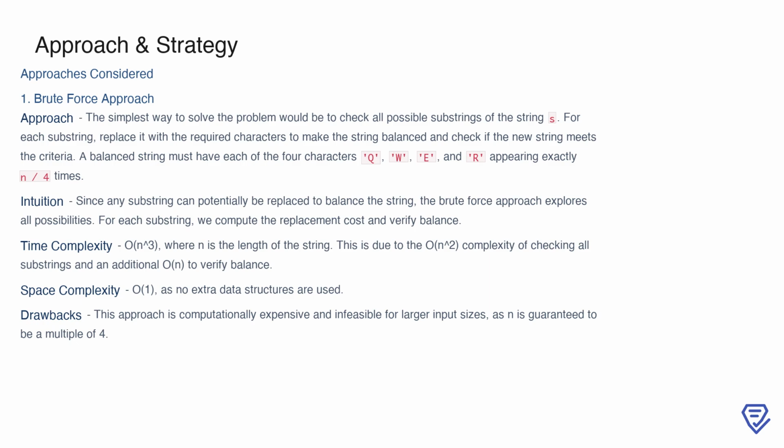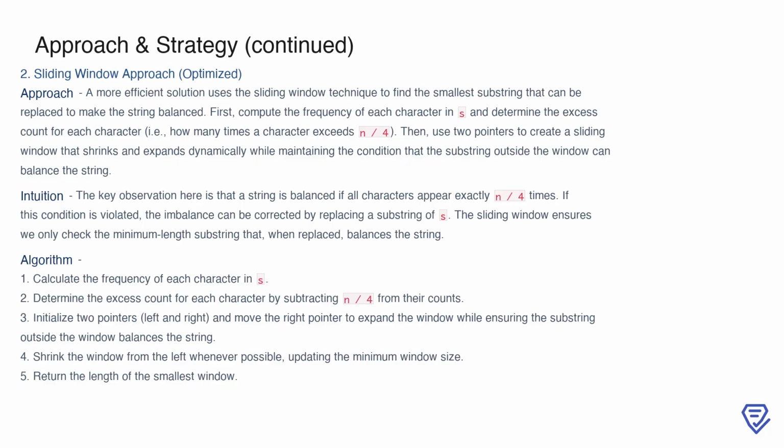With n being a multiple of 4, this method quickly becomes computationally expensive, highlighting the need for a more optimized solution. Now, a more efficient solution leverages the sliding window technique. This approach identifies the smallest substring that can be replaced to make the string balanced. The first step is to calculate the frequency of each character in the string S and determine the excess count for each character. This is how many times a character exceeds the target n/4.